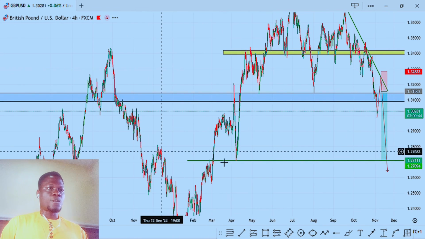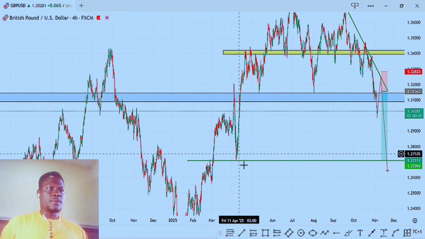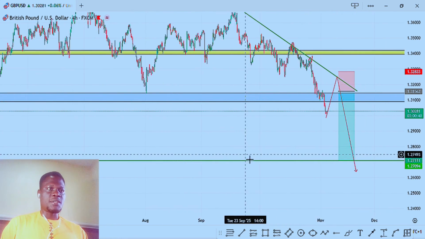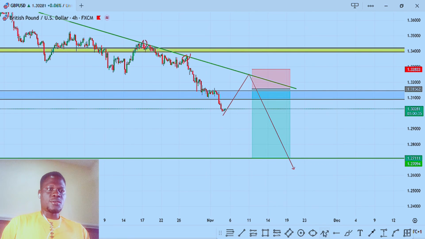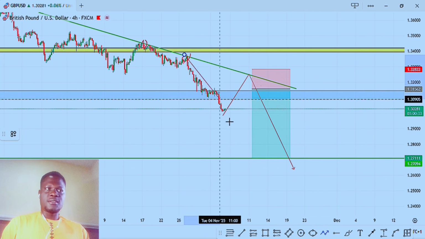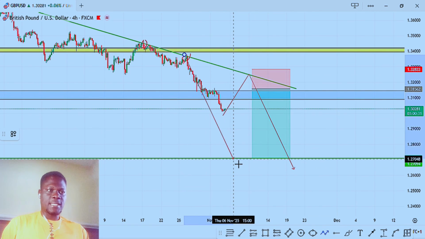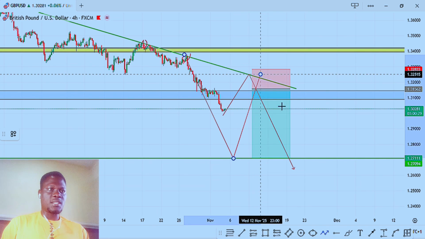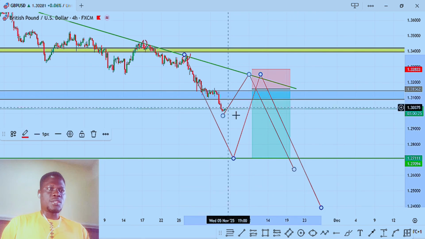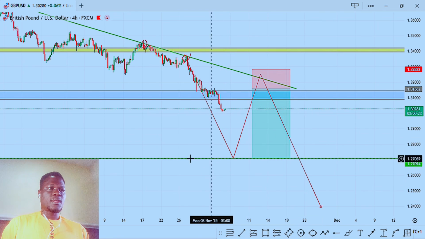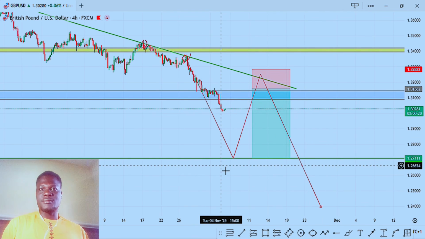This is a major level that you don't want to ignore, so we might see some correction here. This is what might happen to GBP: we might see a continuous decline like this into this level before we see a correction and a continuation.